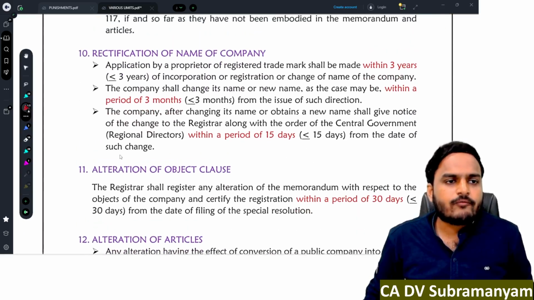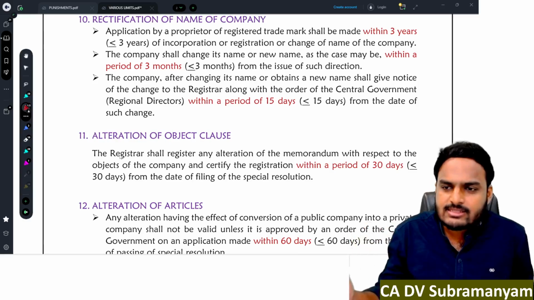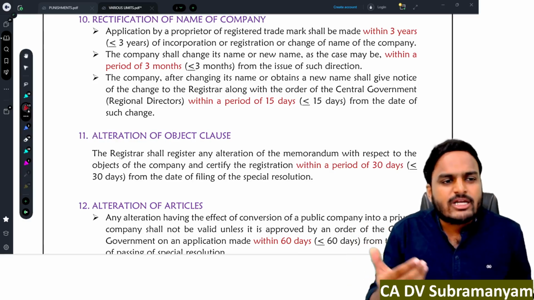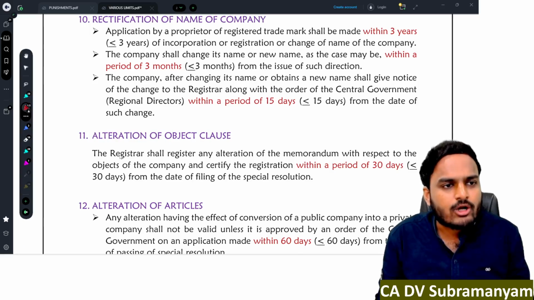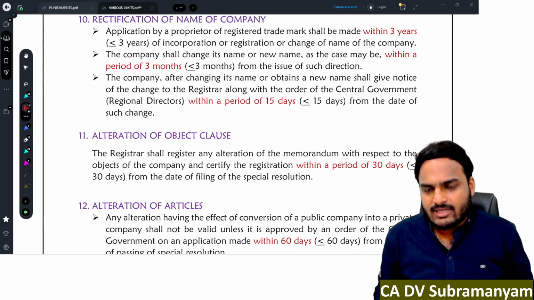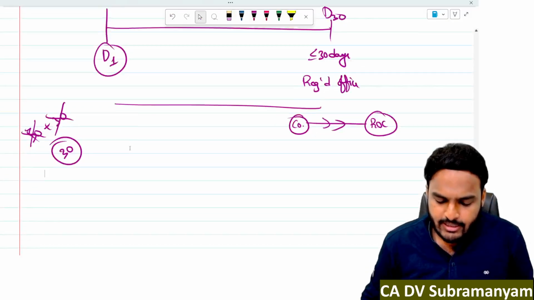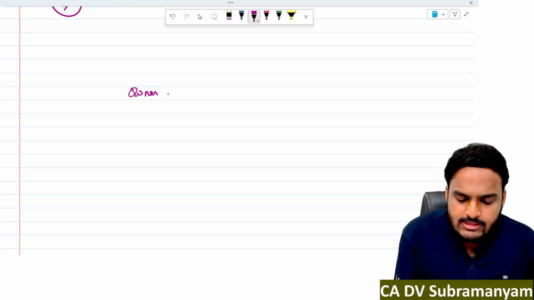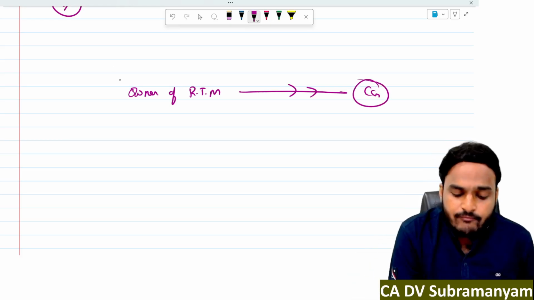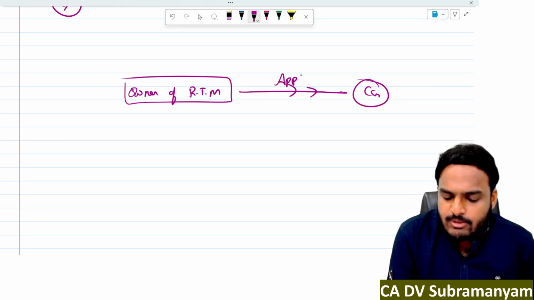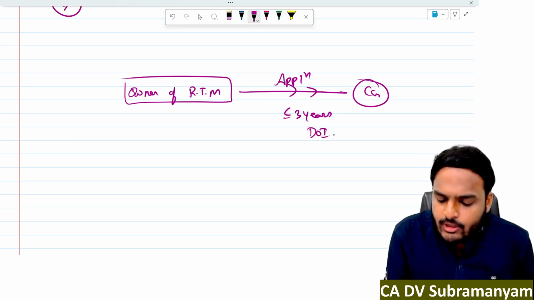Next one, rectification of name of company. Now I incorporated one company, and the name of the company is similar to the name of an existing registered trademark, or the name of the company is similar to the name of an existing body corporate. In that case, the central government has the power to issue an order for rectifying the name of the company. And the time limits, here you will find 3 time limits. First one, the owner of the registered trademark has to file an application with the central government regarding infringement of trademark, and this application shall be filed within 3 years from the date of incorporation of the company.